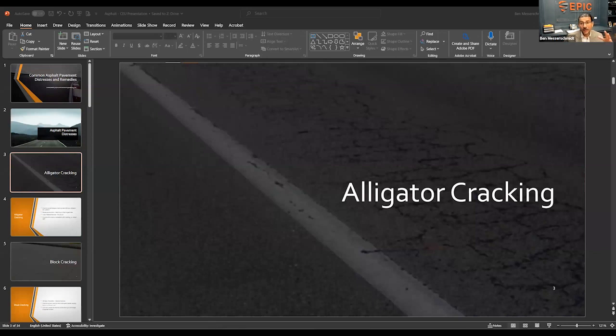Now moving to block cracking. So block cracking, again, pretty straightforward. I mean, these are great names. They're very literal, to say the least. So you'll notice this square style of pattern. And block cracking is going to be climate based, which we're going to get into. But you'll notice that it's going to be very uniform. It's very easy to spot for the observer, and also very easy to remember the name.